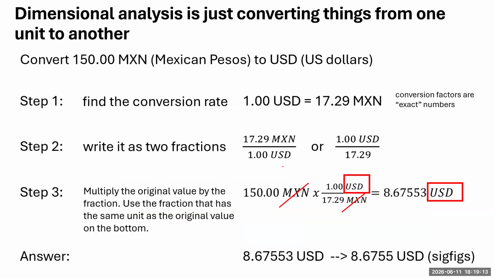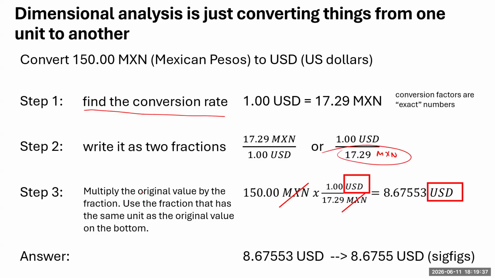All right. So this is what we ended with. This is just the exact slide from the last lecture. So we're converting something, in this case, Mexican pesos to US dollars. Find the conversion rate. It's a number unit equals sign number unit. Write it as two fractions. Forgot to do that here again.